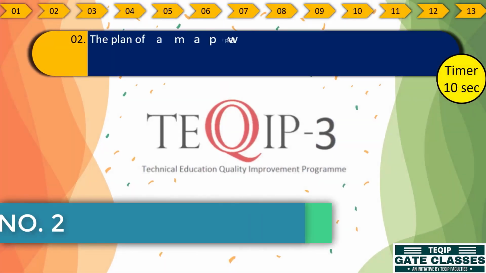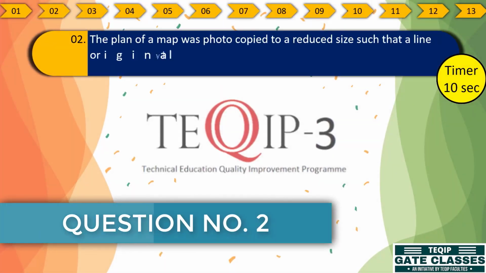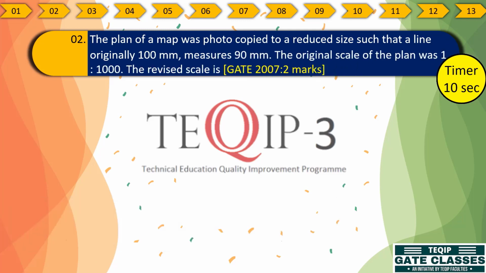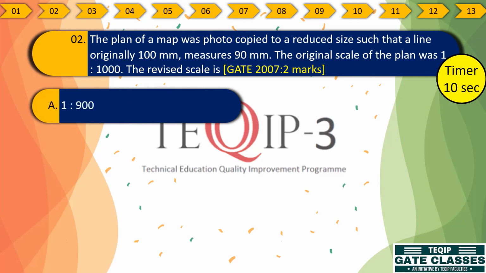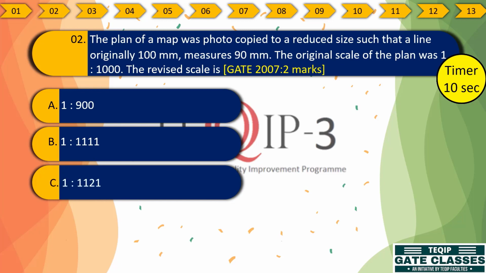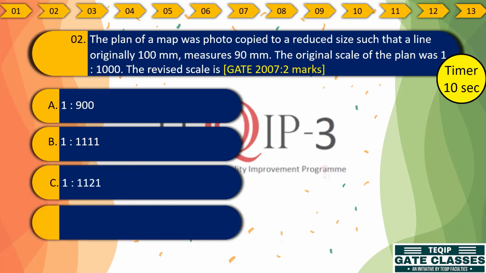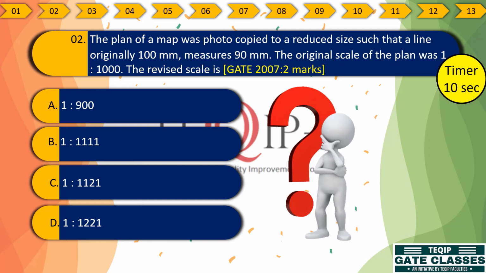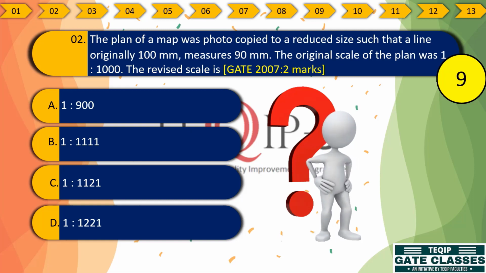Question 2: the plan of a map was photocopied to a reduced size such that a line originally 100 mm measures 90 mm. The original scale of the plan was 1 in 1000. The revised scale is, the options are given here. This question comes from GATE 2007, which also carried 2 marks. So it is an important one. Your time starts now to answer this question in 10 seconds.